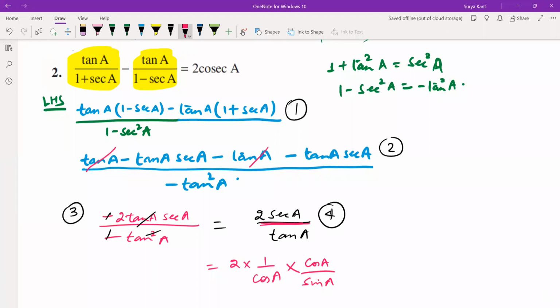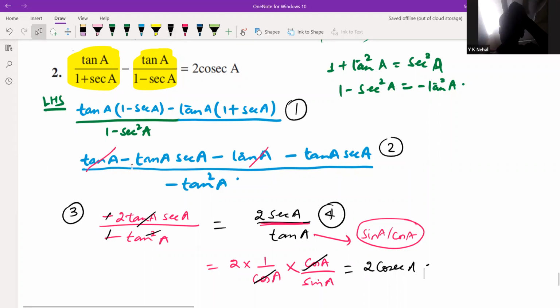Why did I write cos A by sine A? Because of the reciprocal. Tan A is nothing but sine A by cos A, but since we are writing multiplication here, I just reverse this part. So now this gets cancelled, and 2 by sine A is nothing but 2 cosec A. This is the final answer for example 8.3, question number 2.